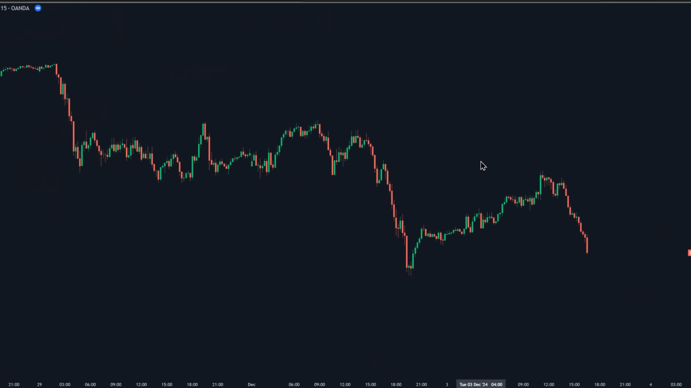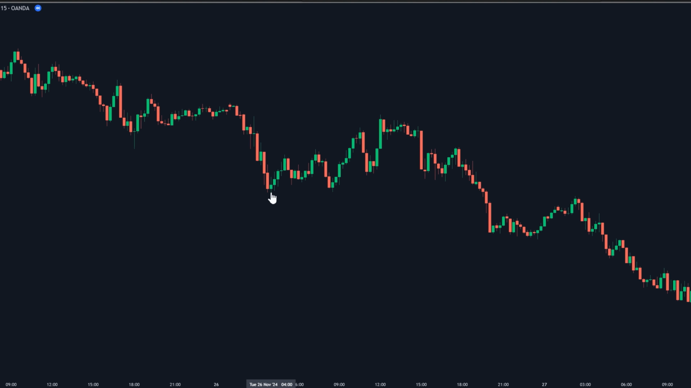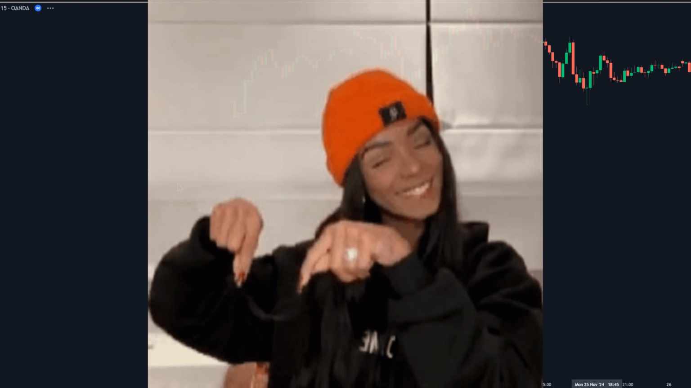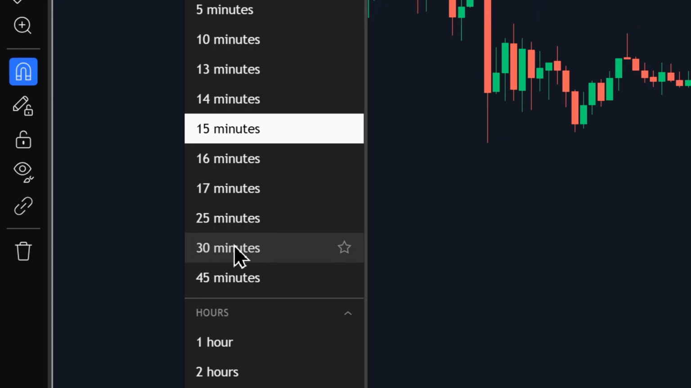Let's get into it. Now, to add this indicator to your chart, you want to go to TradingView, the trading platform that I'm going to be using. If you haven't signed up yet, there's going to be a link in the video description for you to do that. Next, you want to load the 30-minute time frame of GBP JPY.